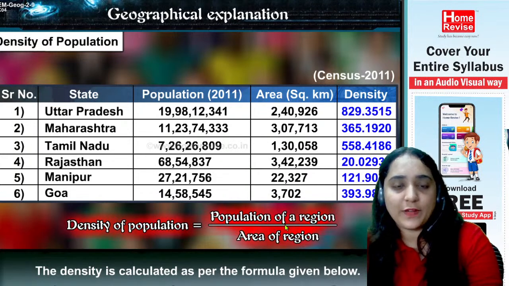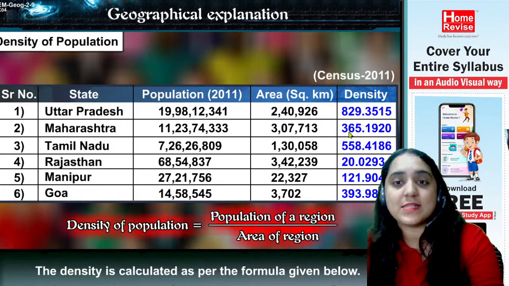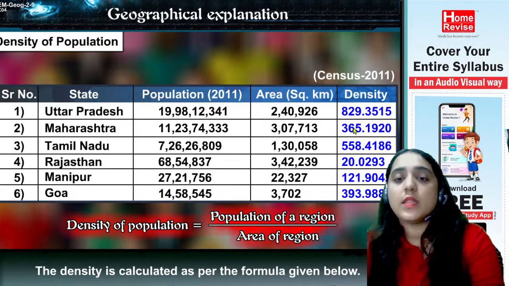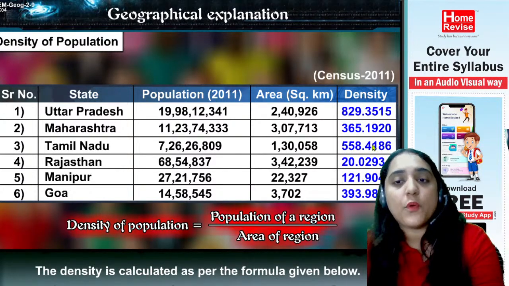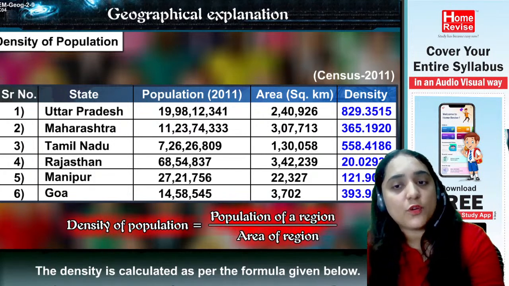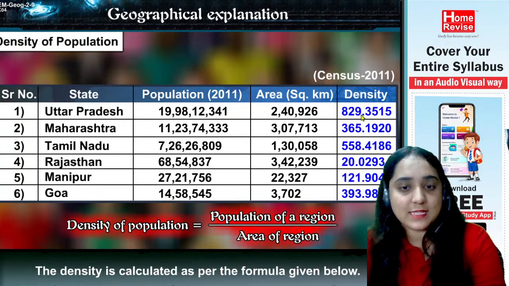Okay, fine. So in Uttar Pradesh, according to this, the density is 829.3515. Then it is 3651.1920, then 558.4186, then 20.0293, then 121.9042, and 393.9883. So this is the density.